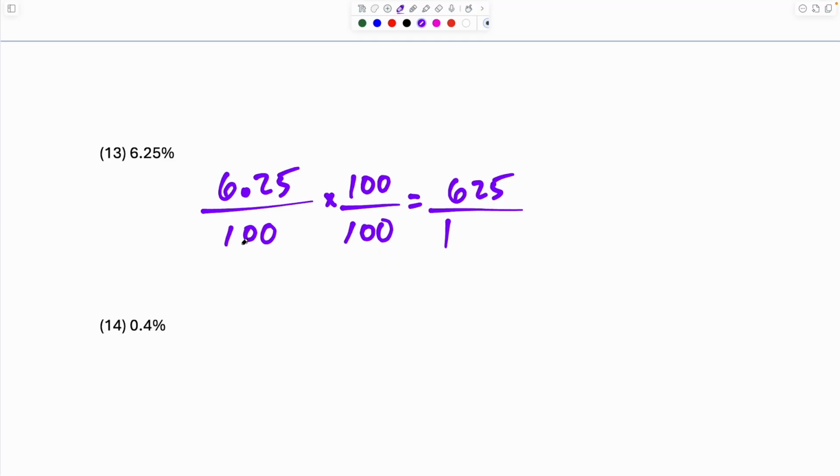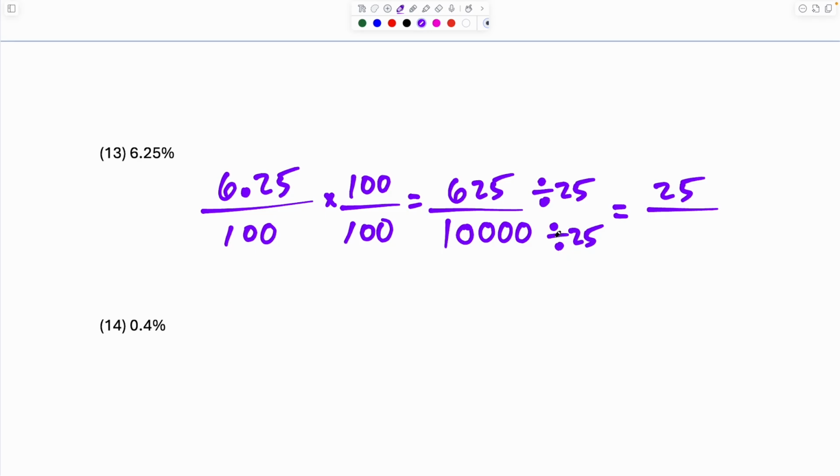Well, for this, without a calculator, I just say 1 times 1 is 1. And then there's 1, 2, 3, 4 zeros. So 1, 2, 3, 4. And now if I want to reduce this, let's say first I divide by 25. Okay, so I divide by 25 in the numerator and denominator. Now, 25 times 25 is 625. So if I do 625 divided by 25, that's just going to give us 25 on top.